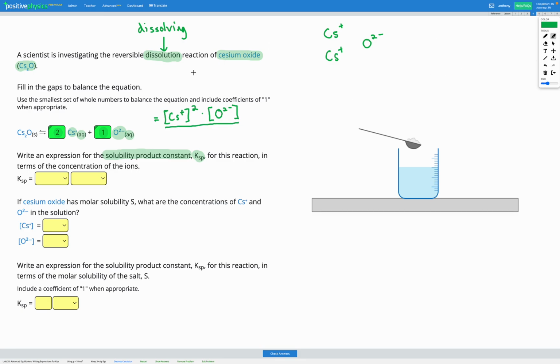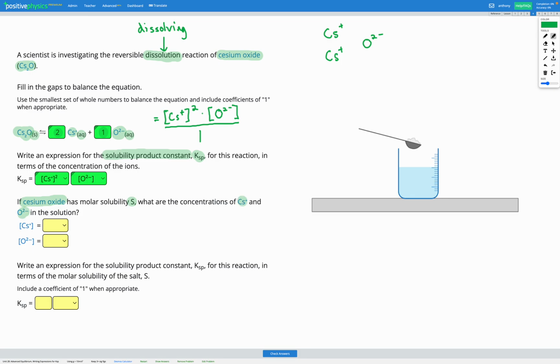Our only reactant is Cs2O, and it's a solid. Since it's a solid, it doesn't get included in our expression. So we're not going to have anything on the bottom of our fraction here. It's just going to be 1 on the bottom. Since the only reactant we have is a solid, it doesn't get included. So we can go ahead now and fill that out here. Ksp, remember that's just the equilibrium constant for dissolving, which is called the solubility product constant. So we'll have [Cs+] squared and [O2-]. Awesome.